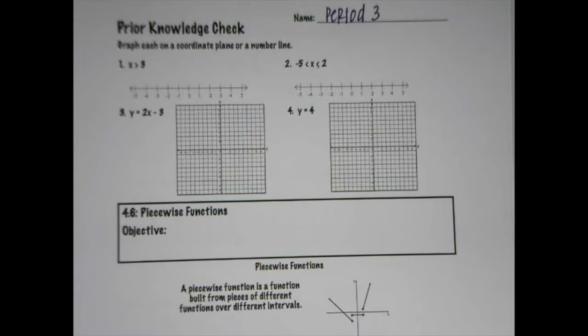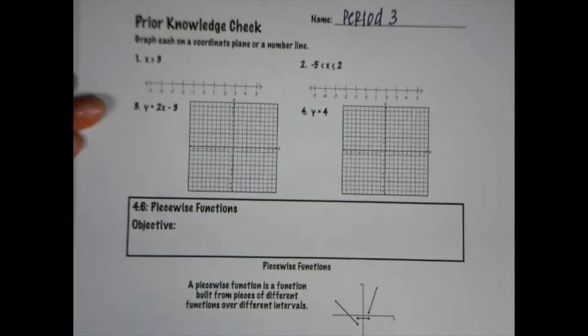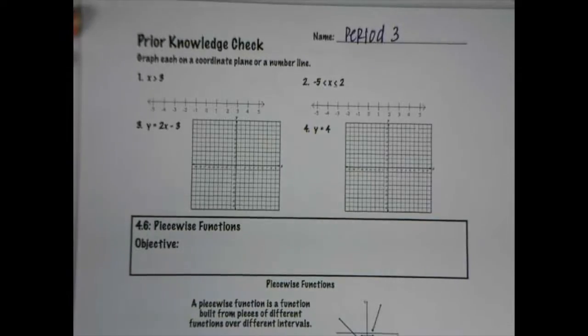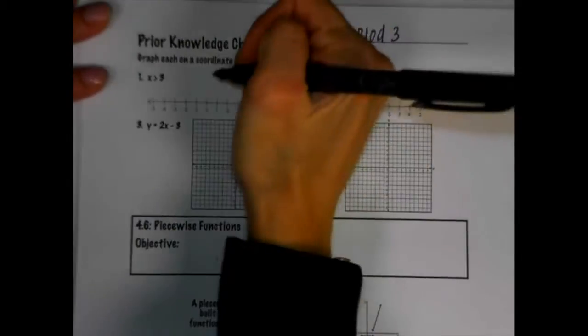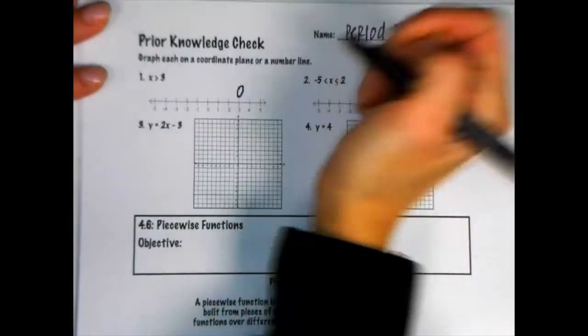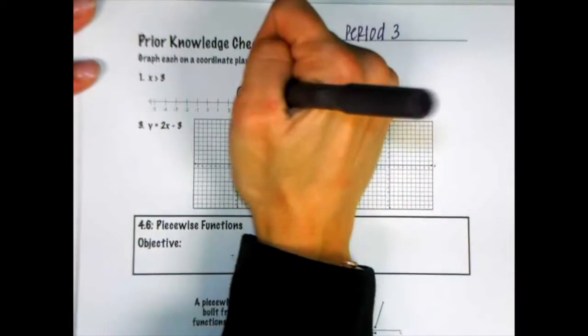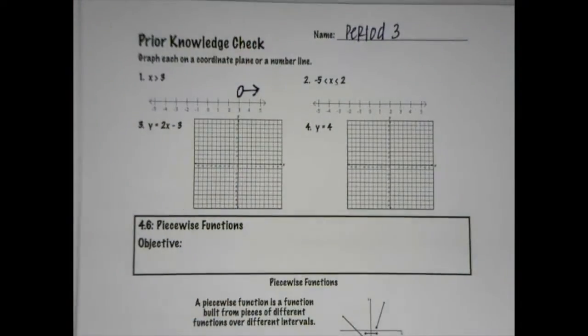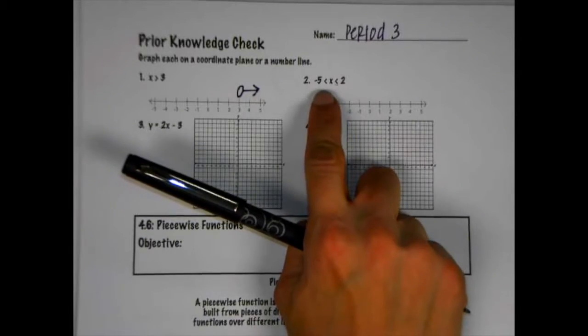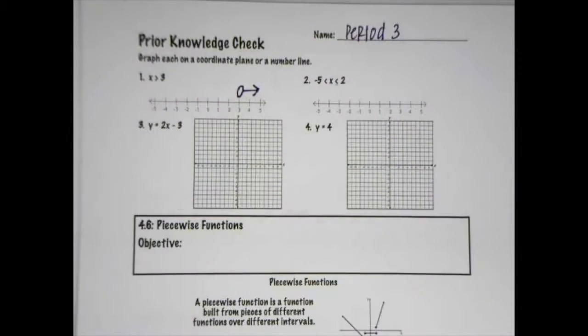Okay. So how do I graph number 1? Yep, open down at 3. And then what? Yep, error to the right. All right, do we remember what kind of inequality that is on number 2, what it's called? Anyone?